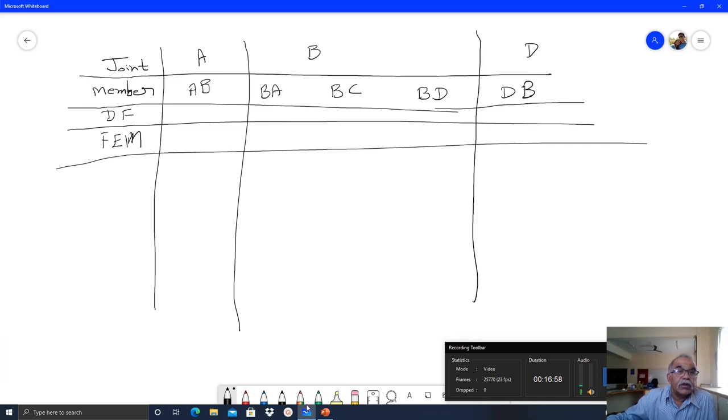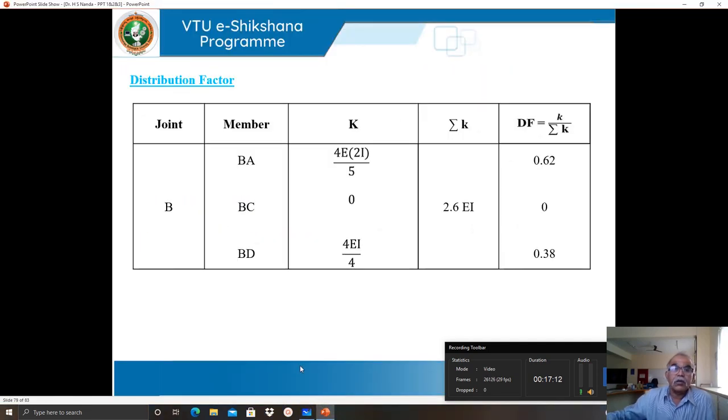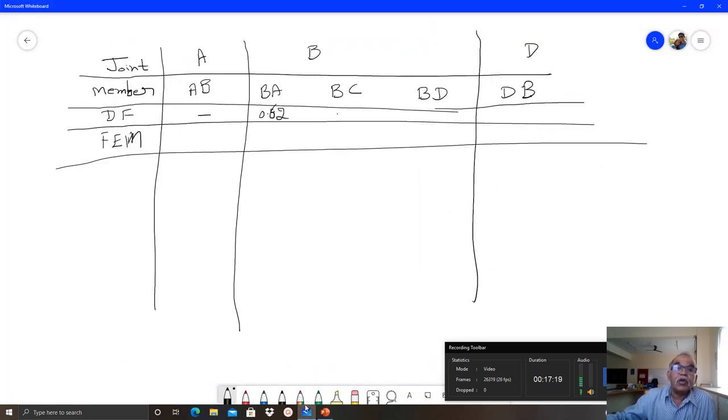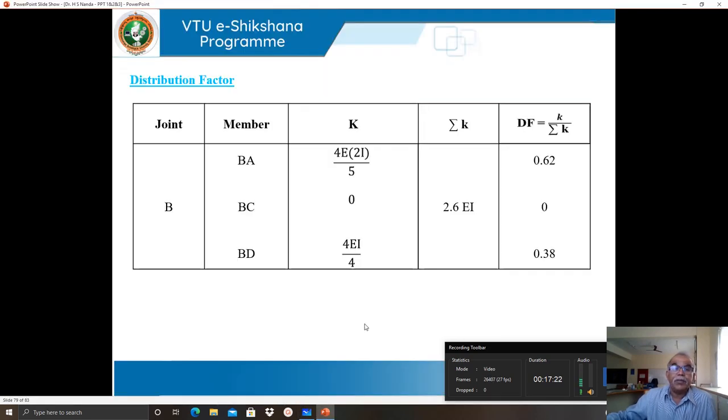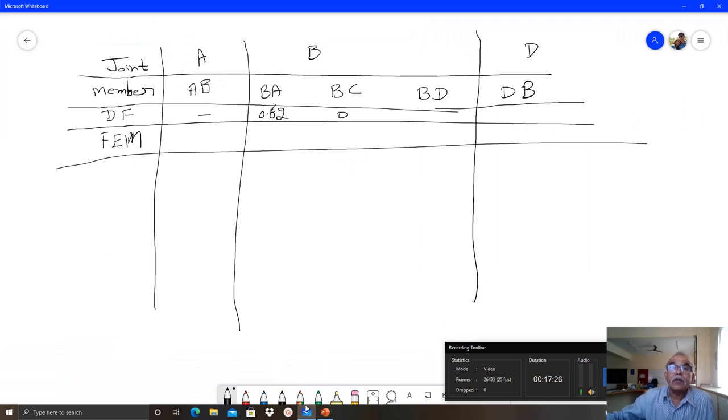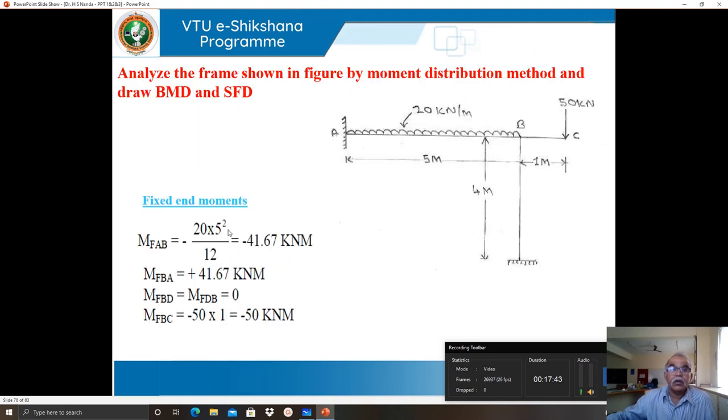Distribution factors: AB, fixed end, leave it, 0.62 for BA, and for BC 0, and for BD 0.38, and DB will not be there. FEM, fixed end moments, AB, MFAB minus 41.67.